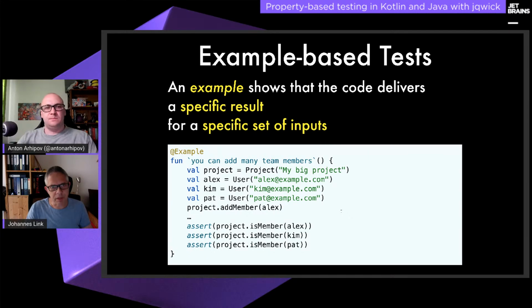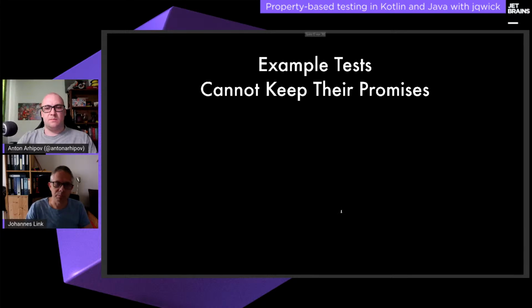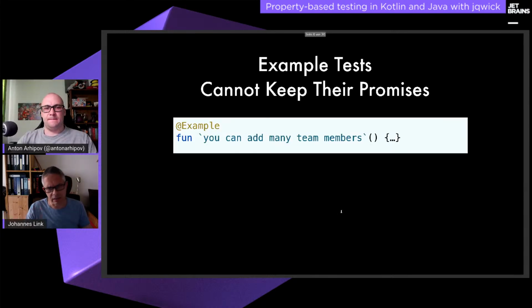So far, so simple. The problem that many of those example-based tests have is that they promise things that they cannot keep. If we look at the title of this test, for example, it says you can add many team members to a project. But if you look at the test code, what it's really checking is that you can add 3 members to a single project with one specific project name, and the 3 members that you add have 3 predefined email addresses.